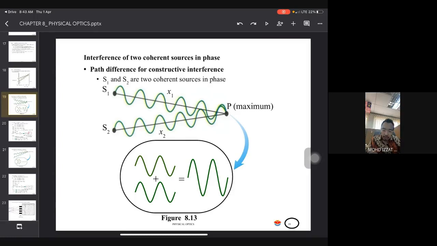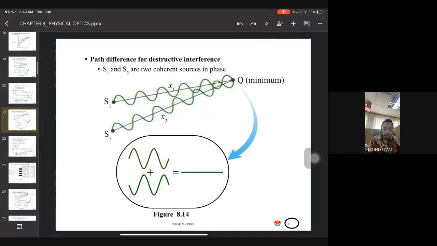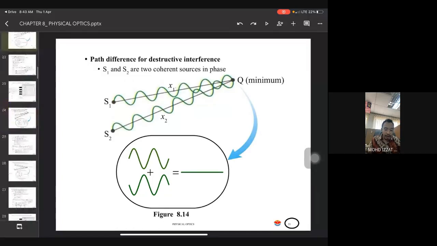You can see that this one is in phase. Memang nampak dia in phase. Satu tu naik, satu tu pun naik. Satu tu turun, satu tu pun turun. And at point P, dia bertemu together. That creates a maximum. Okay, contoh. This one is example of destructive interference tapi still in phase. Dia masih lagi in phase, it's just that bila dia bertemu, dia destructive, dia jadi minimum. So they cancel out, you get a flat line like that. Okay, this is example of antiphase.